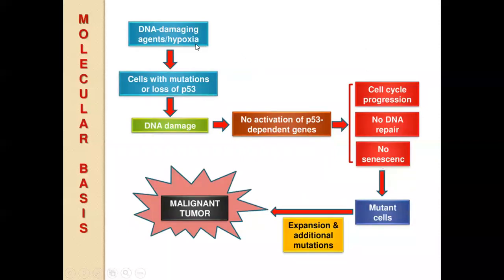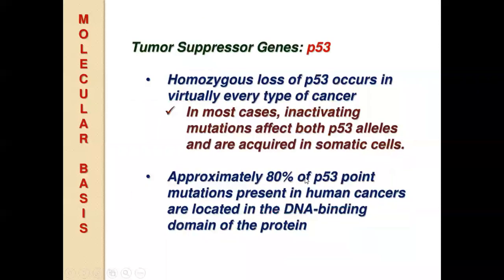So there is another example. DNA damaging agents or hypoxia lead to cells with mutation or loss of P53. DNA damage leads to no activation of P53 dependent genes, which ultimately results in cell cycle progression, no DNA repair, no senescence, and results in mutant cell expansion and additional mutations, and ultimately there is the formation of a malignant tumor.